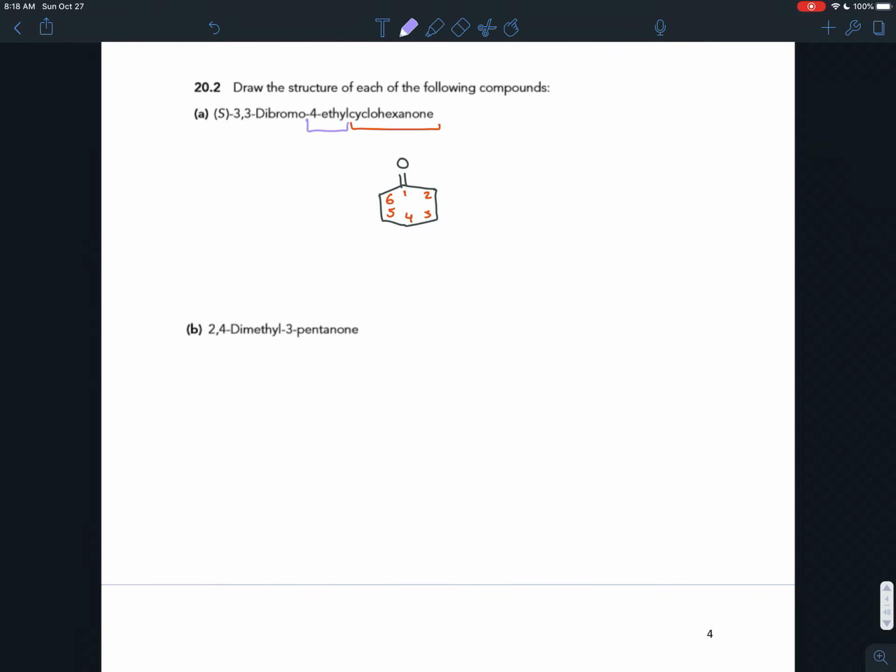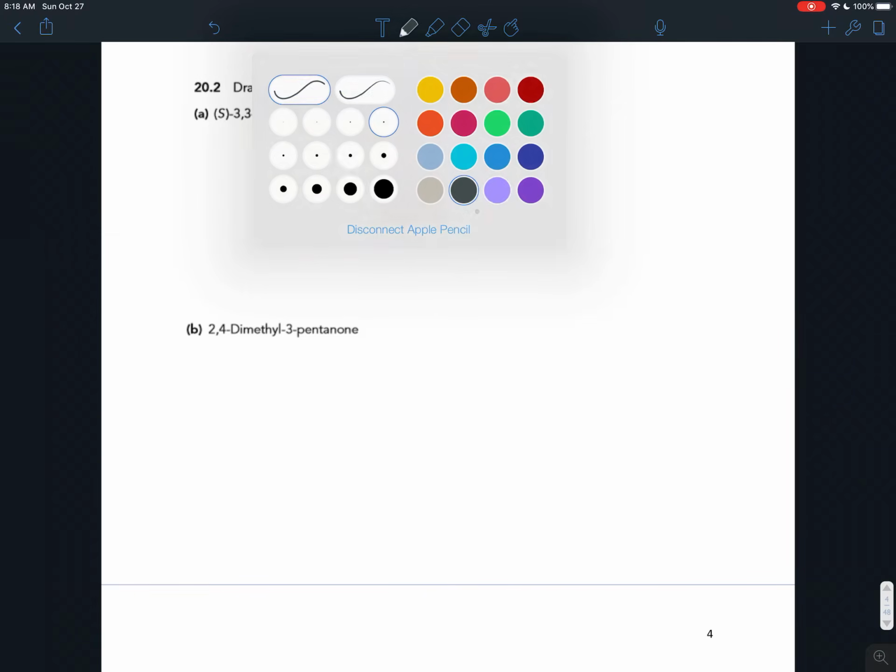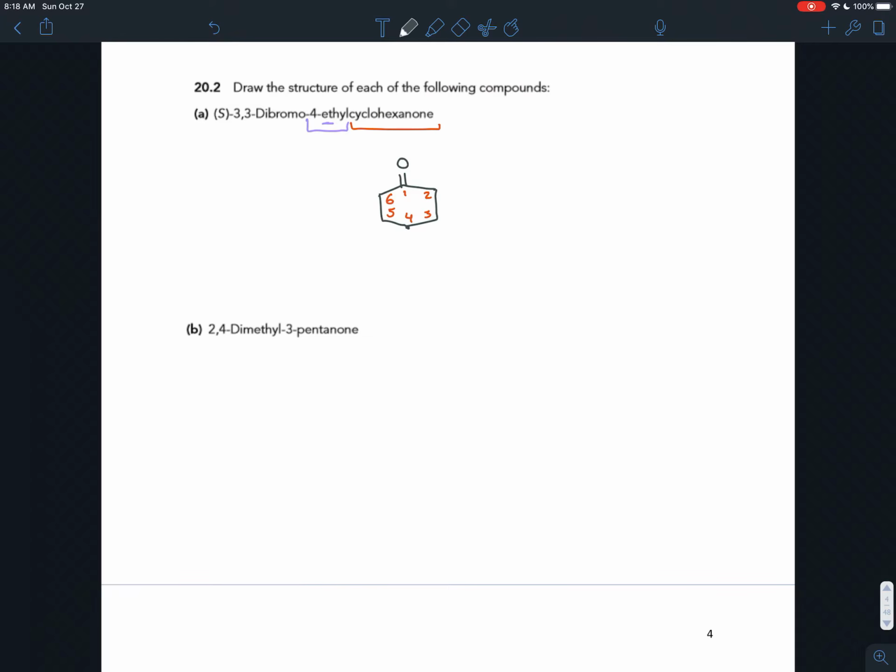Now, the first branch that I see is this ethyl branch that's on carbon number 4. The prefix eth means that we're dealing with 2 carbons here. So on carbon number 4, we're going to have 2 carbons coming off. So there's our 4-ethyl. We have 2 more branches. They're both coming off of carbon number 3. They are both bromines. So we have 2 bromines coming off of carbon number 3. So that's 3,3-dibromo.